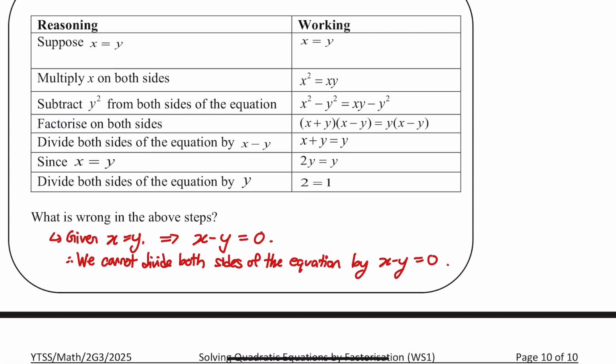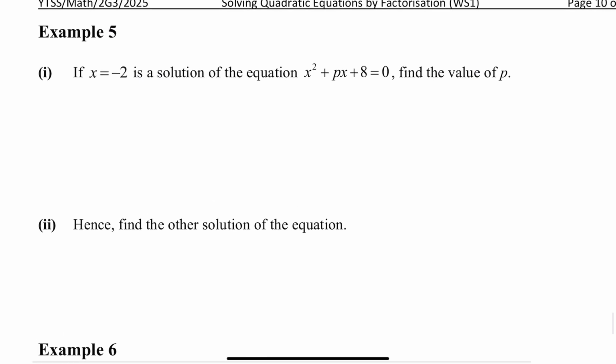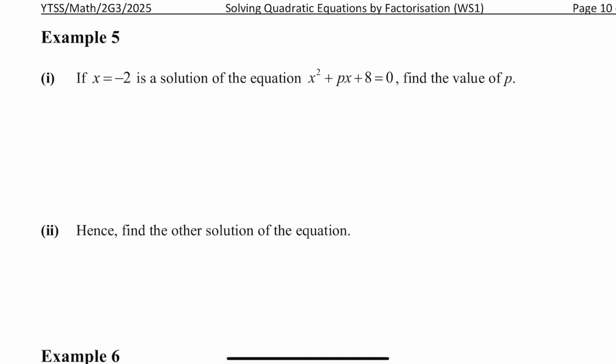Alright, so now let's look at the last few examples. Let's look at example 5. If x equals negative 2 is a solution to this equation, this means that if I substitute x equals negative 2 here, this will satisfy this equation. Find the value of p. So very simply, since I know that x equals negative 2 is a solution of this equation, if I substitute it here, this equation will work.